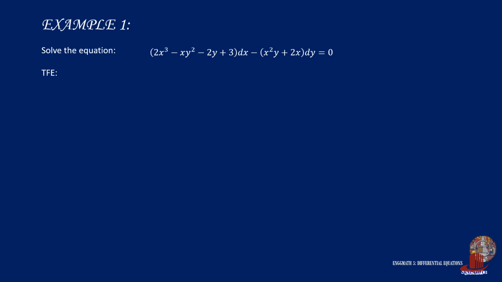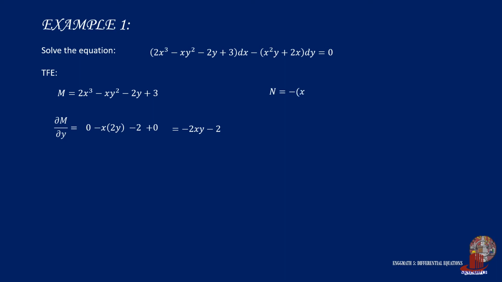First is to check exactness, so identify M as 2x cubed minus xy squared minus 2y plus 3, and its partial derivative with respect to y is also solved. The derivative of 2x cubed with respect to y is 0. The second term will consider negative x as constant, and the derivative of y squared is 2y. The third term, negative 2y, will be differentiated as negative 2. And the derivative of 3 is 0 as it is a constant. Simplify the solution and we get negative 2xy minus 2.